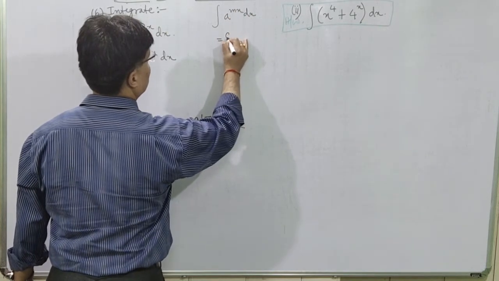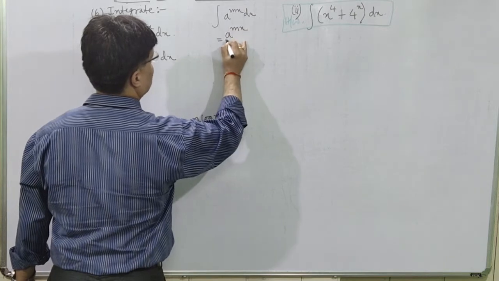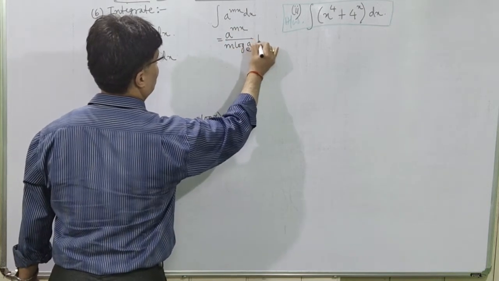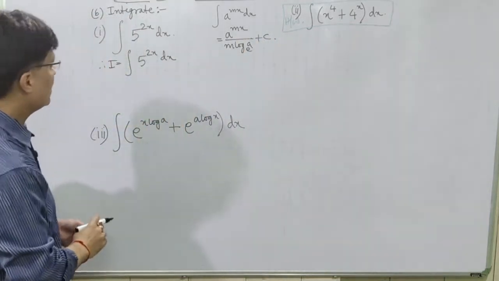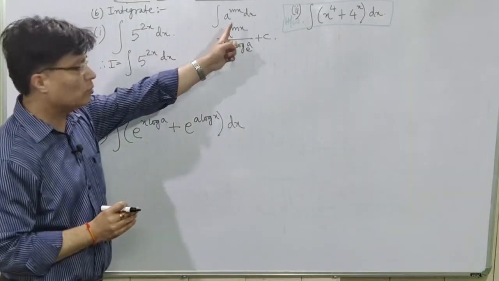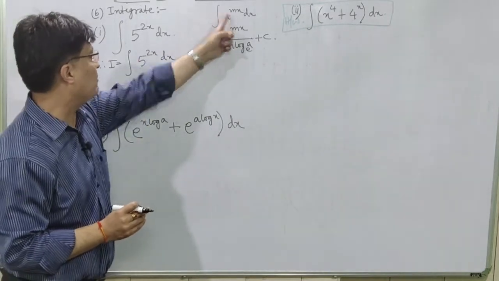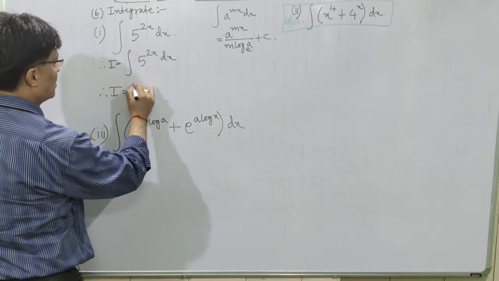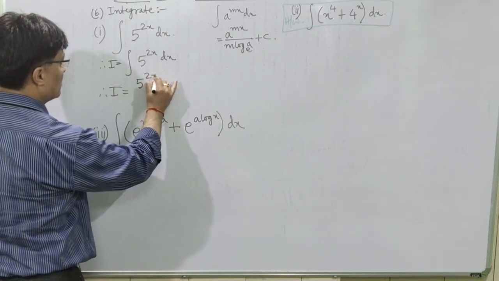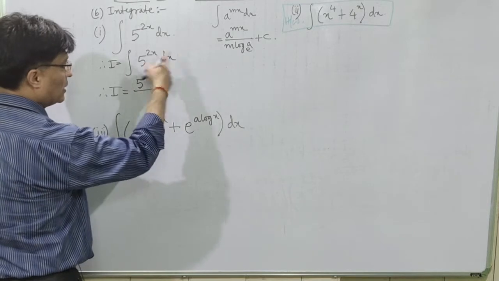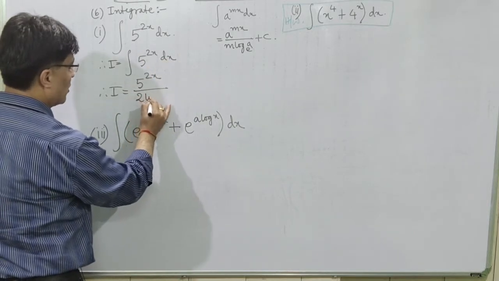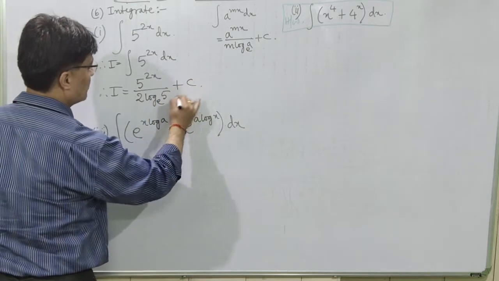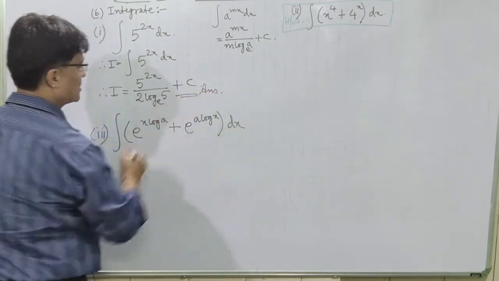So what is the integration? A to the power mx divided by m, which is constant here, m into log a base e, plus c. This is the formula. Similarly here, you can compare these two. Here a is equal to 5 and m is equal to 2. So what is the formula that you can use here? I is equal to a to the power mx, means 5 to the power 2x, divided by, here m is 2, so 2 then log a. What is log a? Log 5. And the base is e, so it is plus c. So this is the answer.